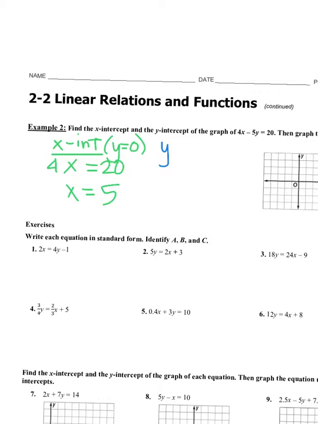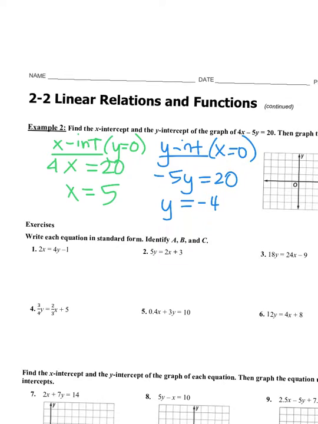And I do the same thing for the y-intercept. All right, now when the y-intercept is what I'm looking for, I set x equal to 0, which means I have -5y is equal to 20. So my y-intercept is going to be -4. All right, so x-intercept is 5, y-intercept is -4.